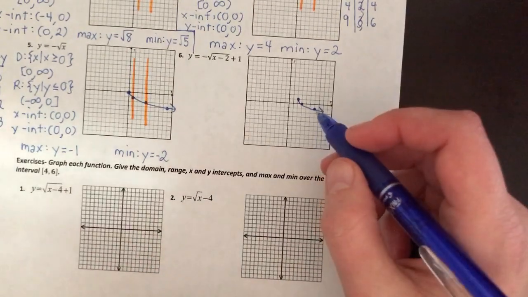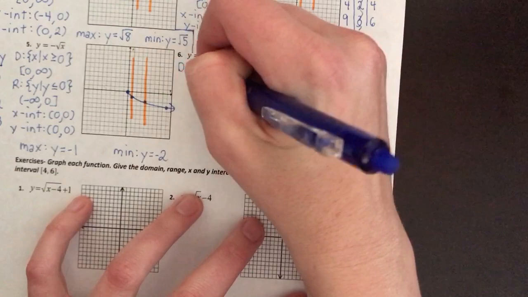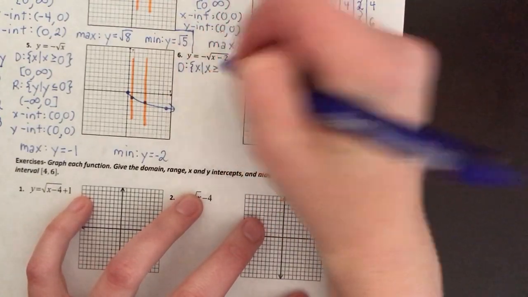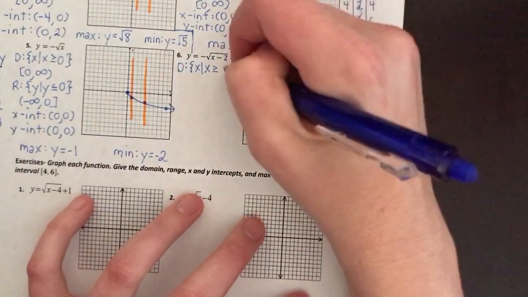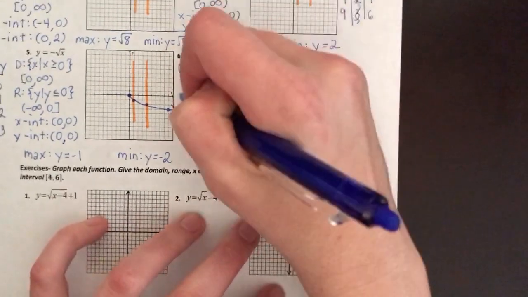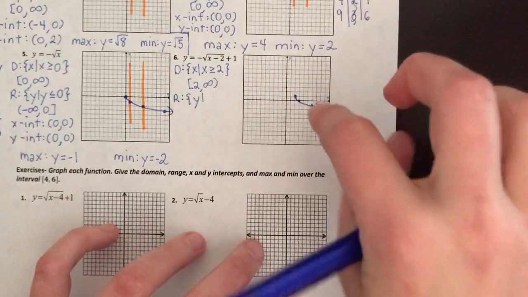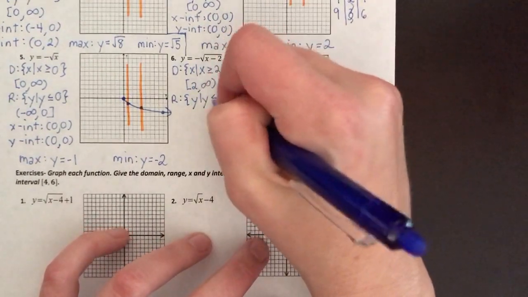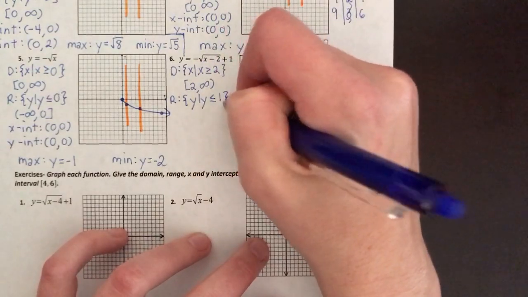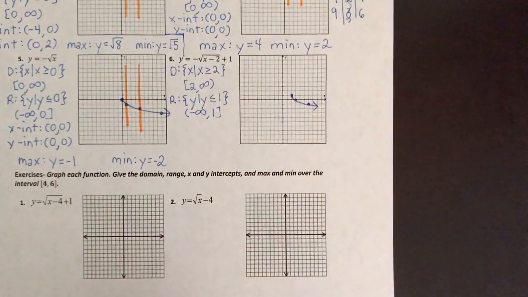I graph that graph, and I'm going to look at the domain: x such that x is greater than or equal to 2, since it starts at 2. So from 2 to infinity. The range, again, is going down. The graph is going down, so y such that y is less than or equal to 1. So from negative infinity to 1, with 1 included.